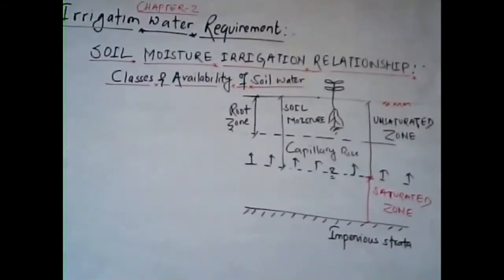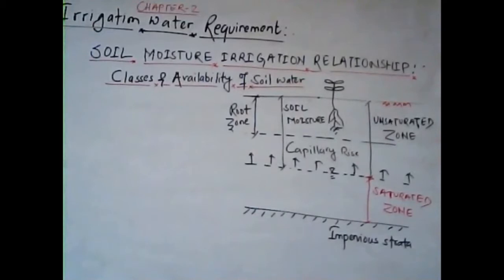Now the next topic is soil moisture and irrigation relationship. In the soil moisture and irrigation relationship, we shall deal with the different types, classes and availability of soil water. In soil, there are different types of water classifications based on the soil of the agricultural field. We will deal with this, and what the relationship is between soil moisture and irrigation, and what things shall be considered in this relationship.